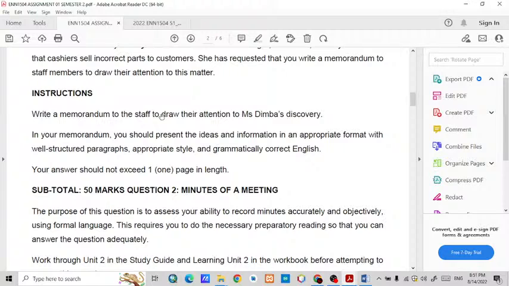I've seen some students in the Telegram group asking if the memorandum has to be written in past tense. There are parts that deserve past tense, like when you're telling somebody that you found something, because it took place in the past. But if you require them to do things in the future, that cannot be past tense. So be careful about your tenses and make sure that whatever you are using is correct.